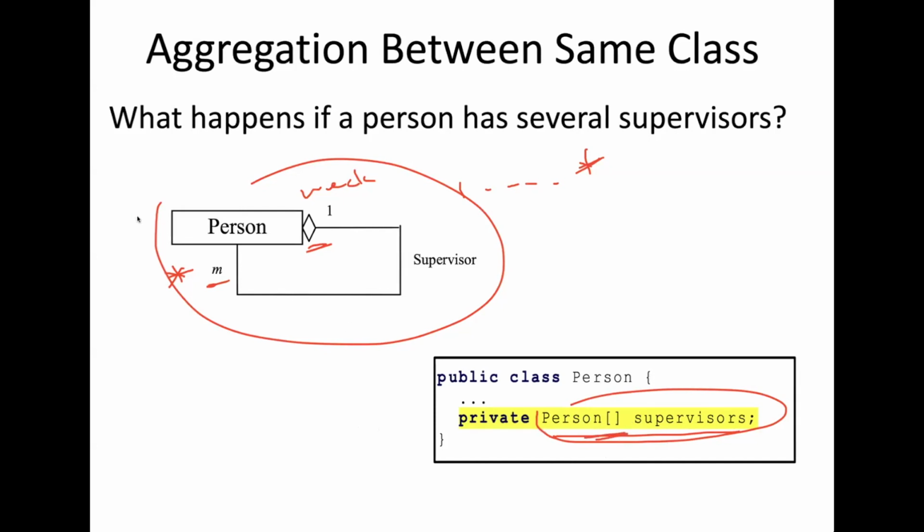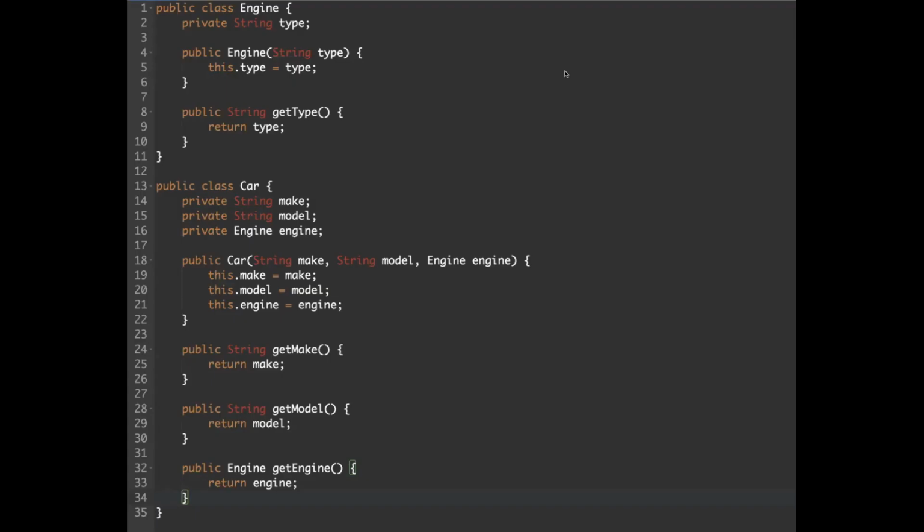Let's look at another example involving car and engine, as stated before. In this code snippet, we have two classes. One of them is Engine and the other one is Car. Both are public classes. A car is an aggregating class, whereas engine is an aggregated class. The reason is because a car has an engine. Technically, a car contains an engine, but not all cars have an engine.